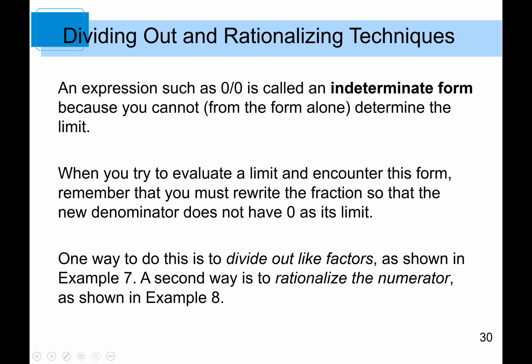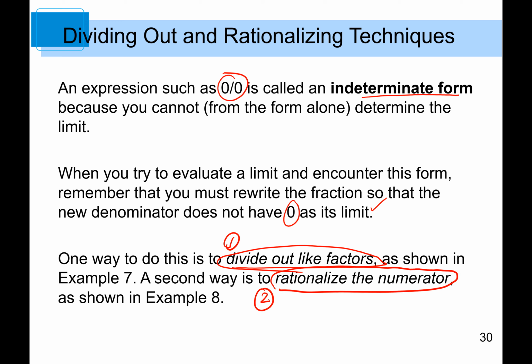An expression such as 0 over 0 is called an indeterminate form because you cannot determine the limit. When you try to evaluate a limit and encounter this form, remember that you must rewrite the fraction so that the new denominator does not have 0 in its limit. One way to do this is by dividing out like factors. The second way is rationalizing the denominator or numerator. Okay.